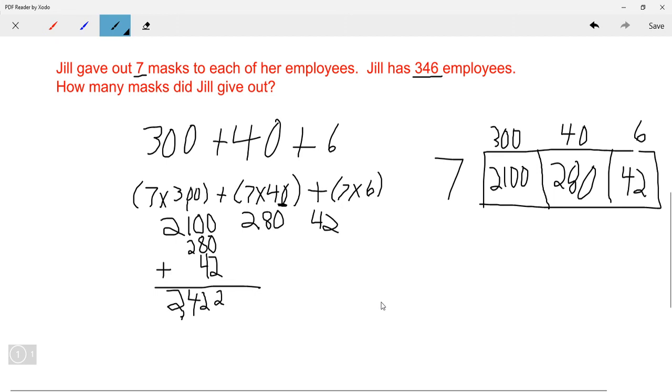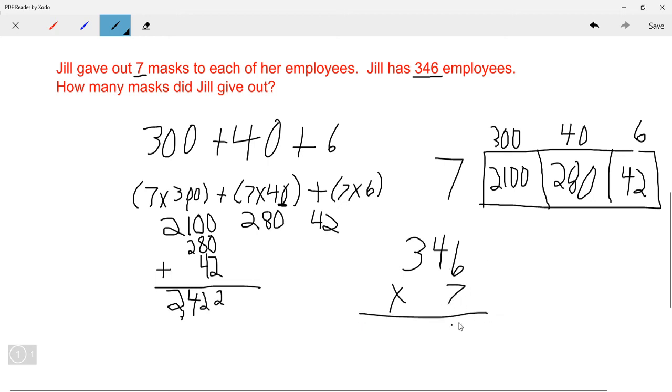And just to be clear, partial products and the area model, or window method, however you want to call it, they're exactly the same. You're doing the same exact math. You're multiplying these three numbers with 7, and then you're adding them all up. It's just setting it up differently. So whichever you prefer is fine, or you can use the method I prefer most, which is the standard algorithm, which is 346 times 7.